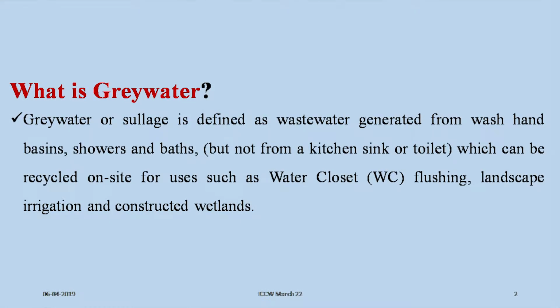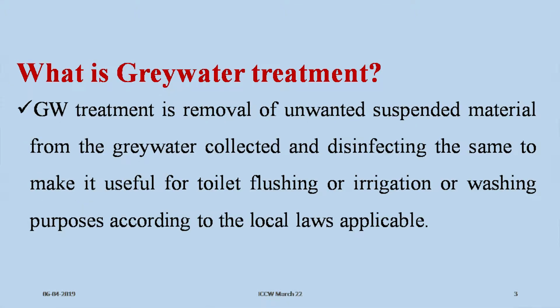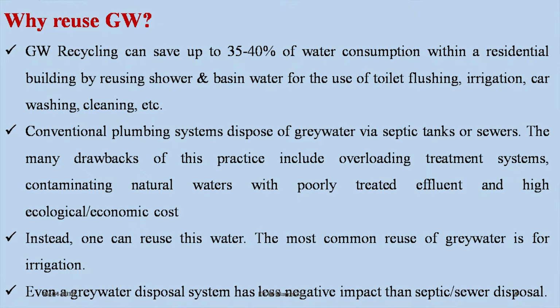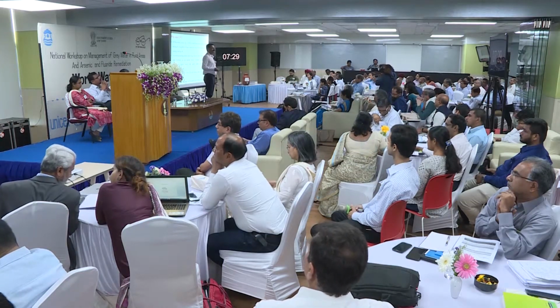Any water which is obtained from residential apartments or offices without any toilet water, that is grey water. What is grey water treatment? This treatment is the removal of unwanted suspended material from the collected grey water and disinfecting it to make it useful for toilet flushing, irrigation, or any washing purposes. So why do we reuse grey water? Grey water recycling can save up to about 35 to 40%.